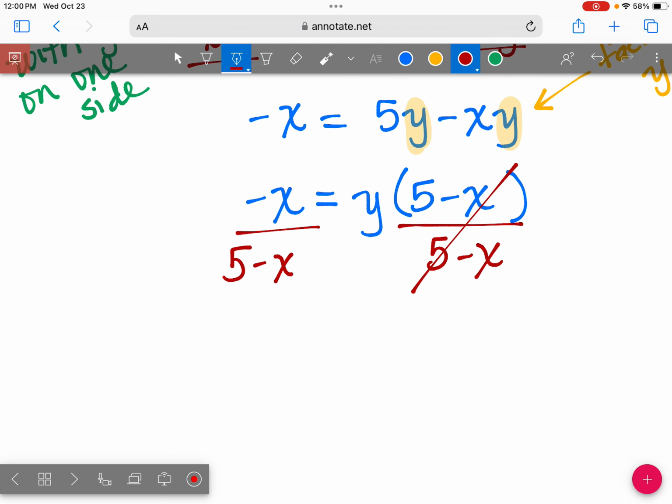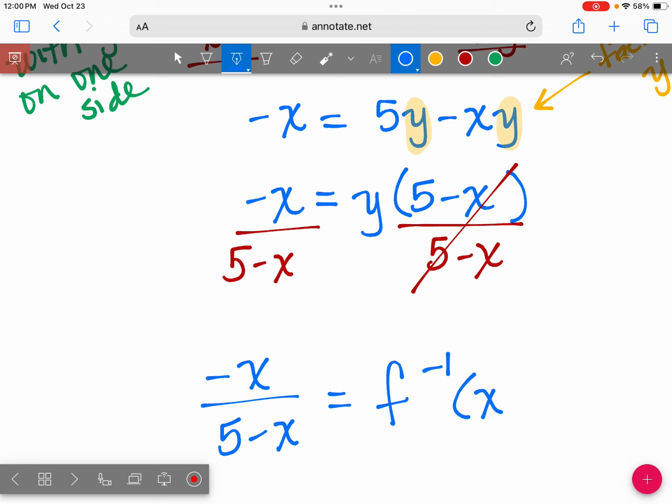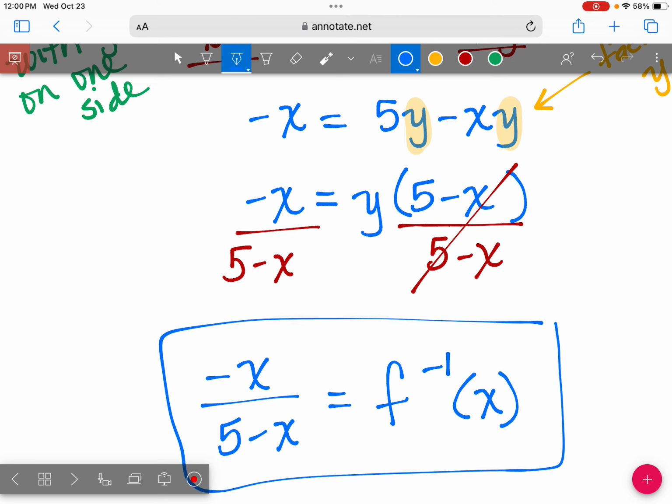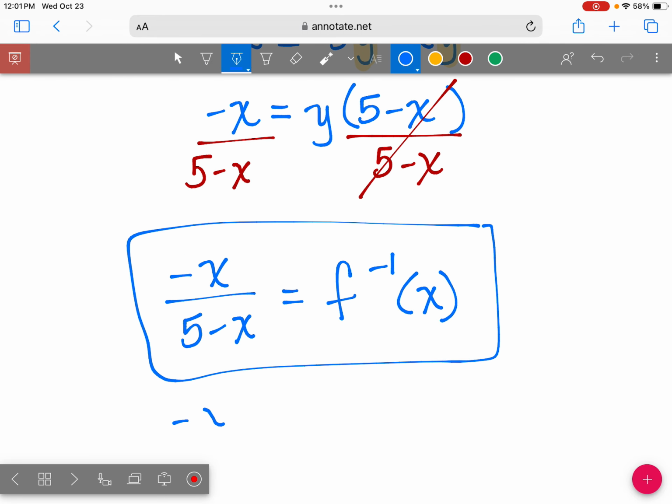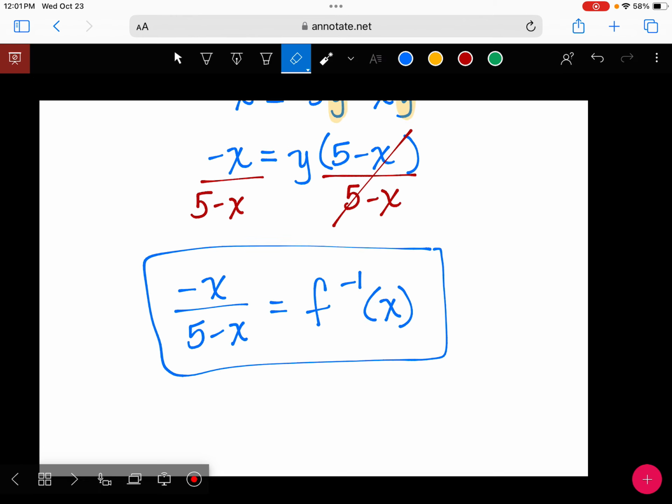So my inverse would be negative x over 5 minus x, and that equals my inverse. And that is that. Good question. No, we cannot cancel it out because there's a subtraction sign. So we could simplify it, but it would be a lot more work. No, you can't. I'm lying. You can't simplify it. We're done there. And that's your inverse.